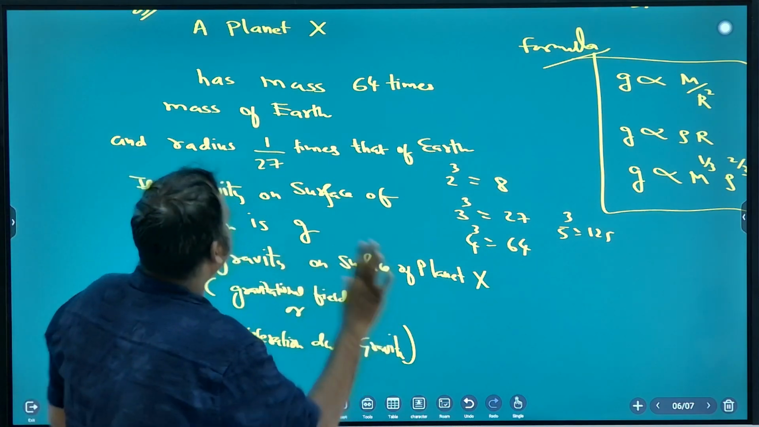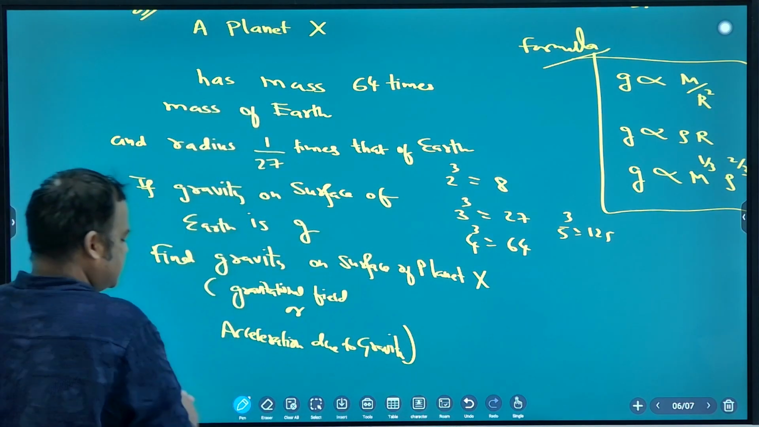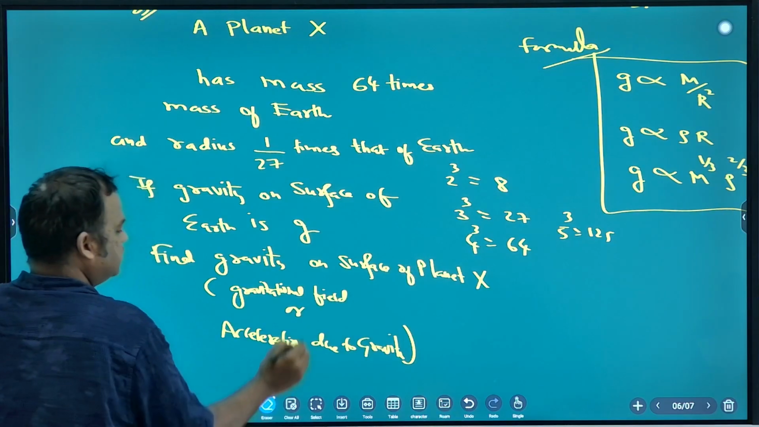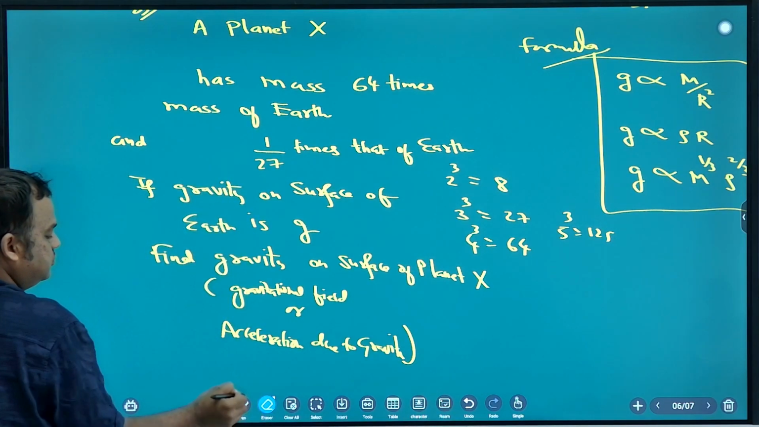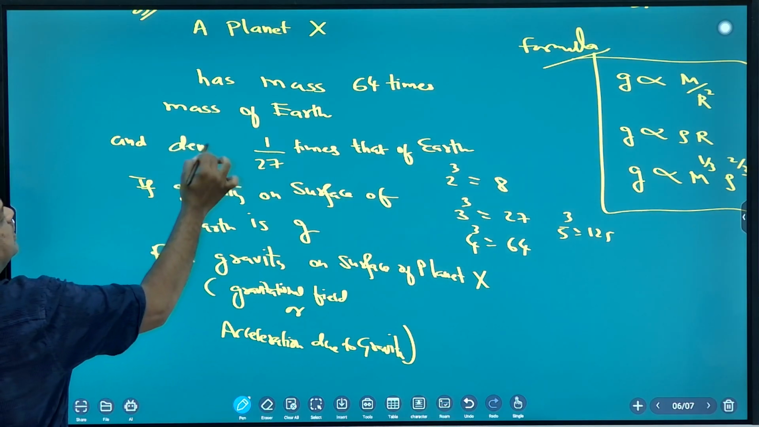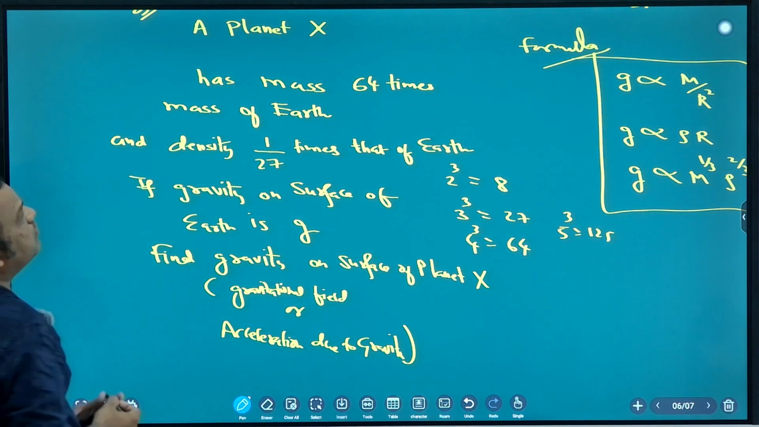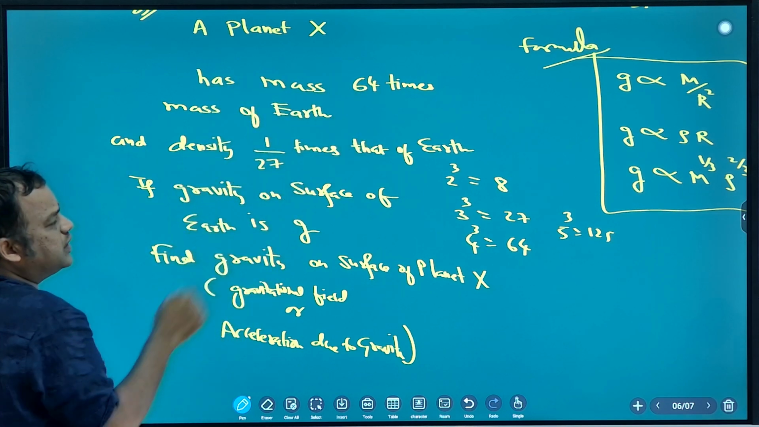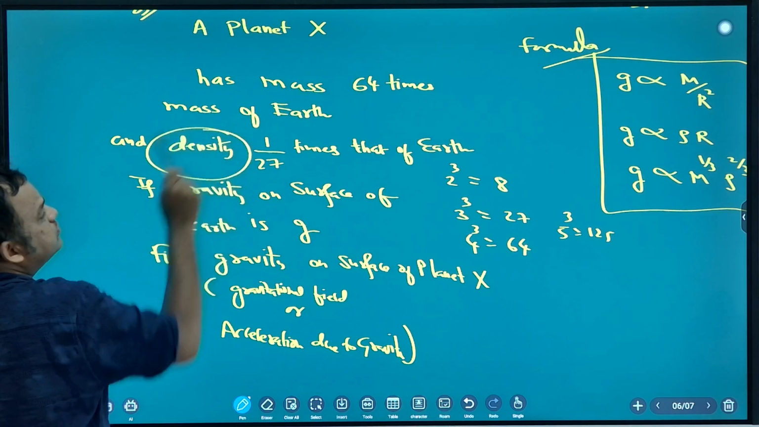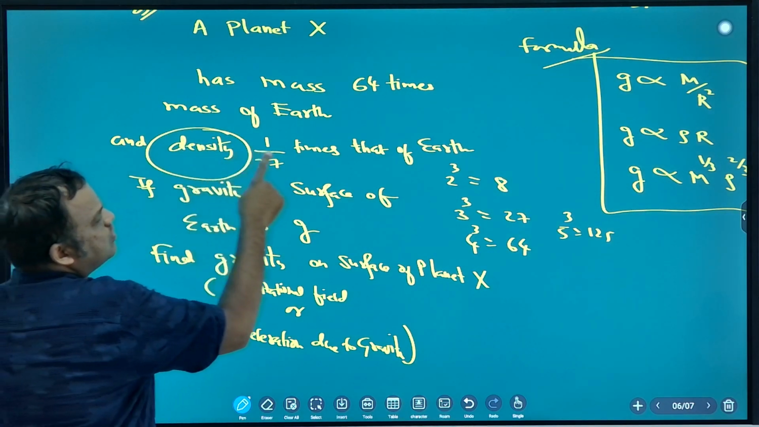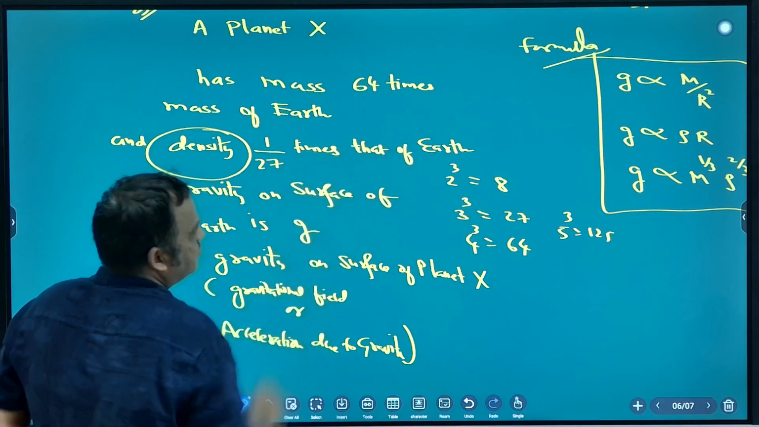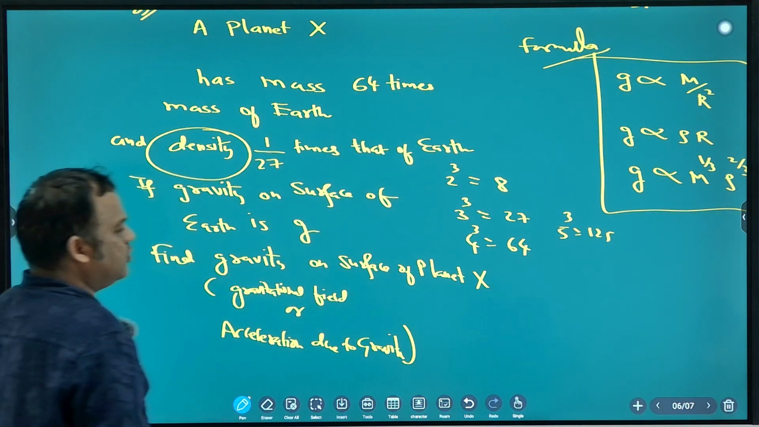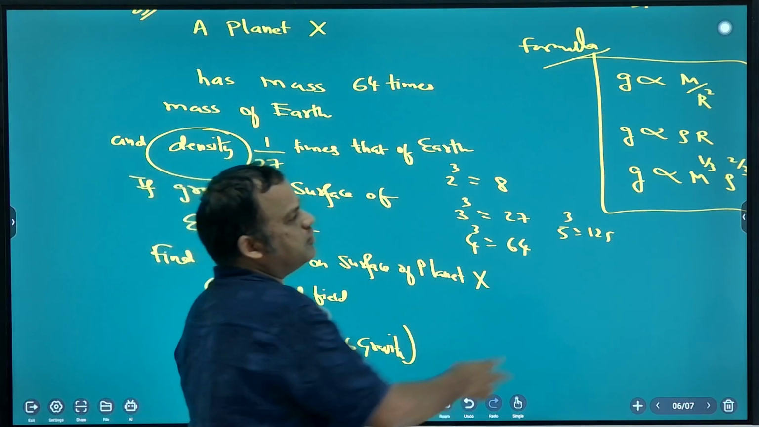Oh, sorry. Mass and density. A third formula we are using, right? Third formula. Okay, mass of planet 64 times, density, you correct it. Have you corrected? Okay, density is how much? 1 by 27 times that of Earth's density. Now solve. So use this formula, the third formula.